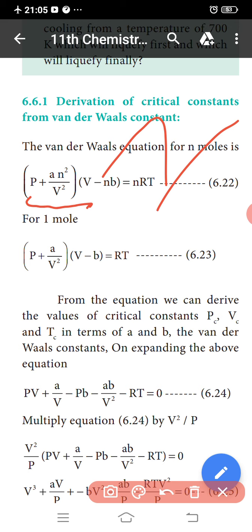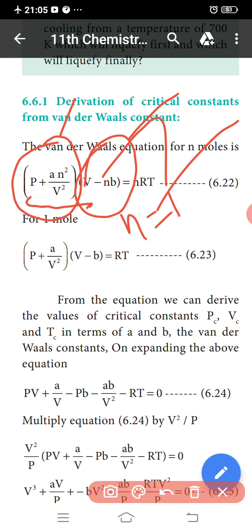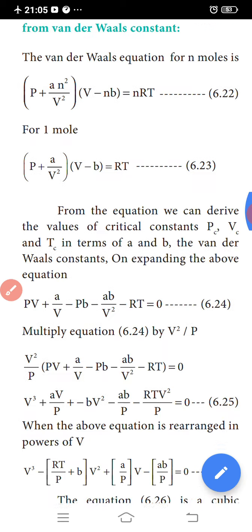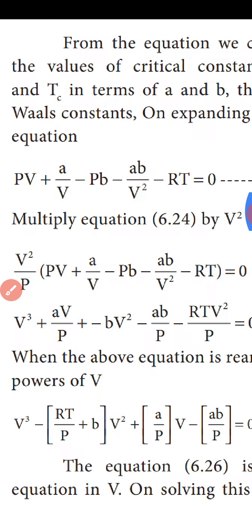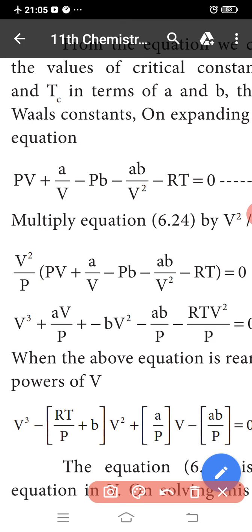This is the ideal gas pressure value. This is the volume value, the correction of volume. This is the pressure correction. Substituting n = 1, we get (P + a/V²)(V − b) = RT. From this equation we get the critical pressure, critical volume and critical temperature.